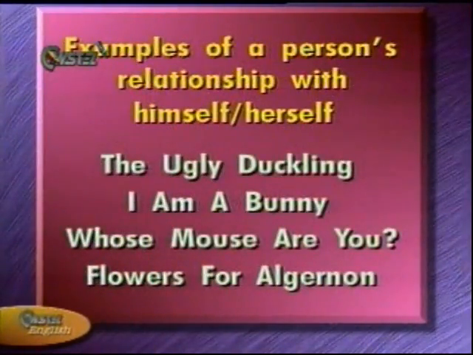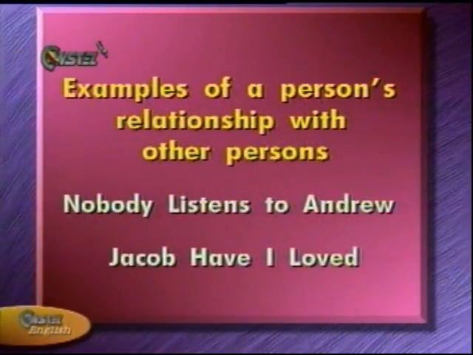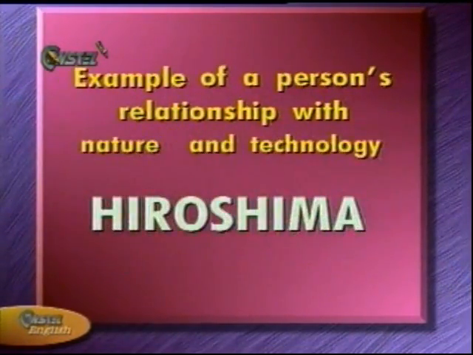Examples of the first type would be The Ugly Duckling and I Am a Bunny, or Whose Mouse Are You, for very young learners. For older readers, there's Flowers for Algernon. As the second, there's Nobody Listens to Andrew and Jacob Have I Loved. The third would have all nature poems as well as Hiroshima for children and all the romances and simplified history that are available.